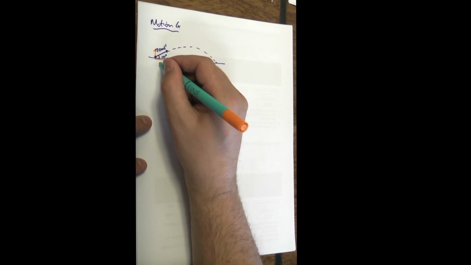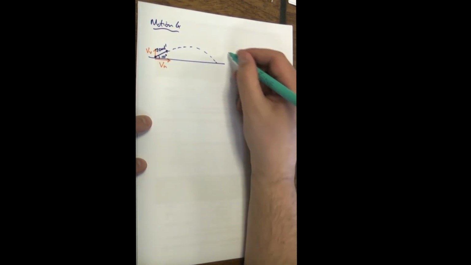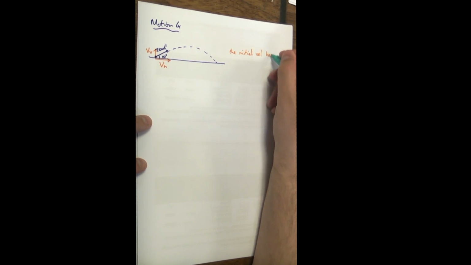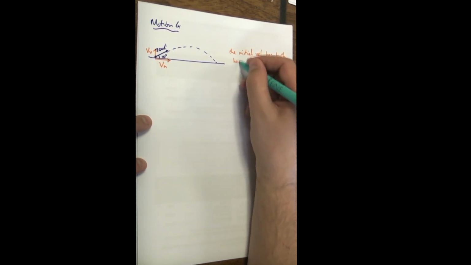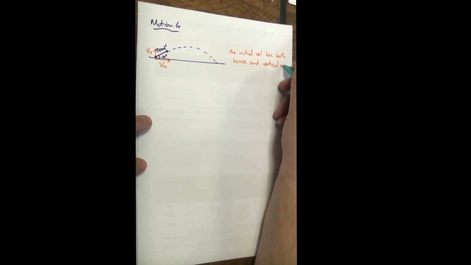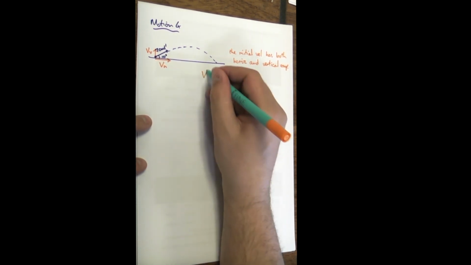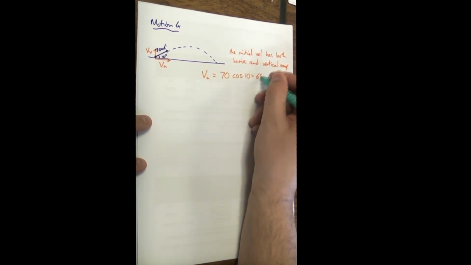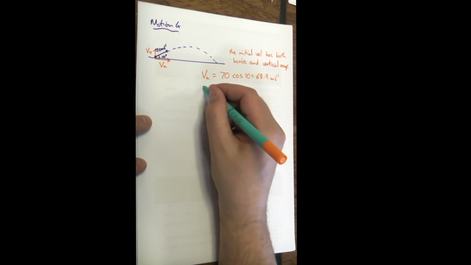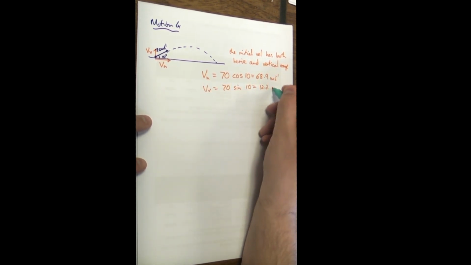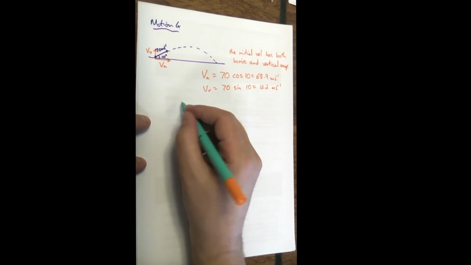Now what you need to do first of all is split the initial velocity into the horizontal and vertical components, because it has both, as it's at 10 degrees to the horizontal. So to do that, the horizontal velocity is adjacent to the angle, so it's 70 cos 10, which is 68.9 meters per second, and the vertical velocity is opposite the angle, so that's 70 sin 10, which is 12.2 meters per second.